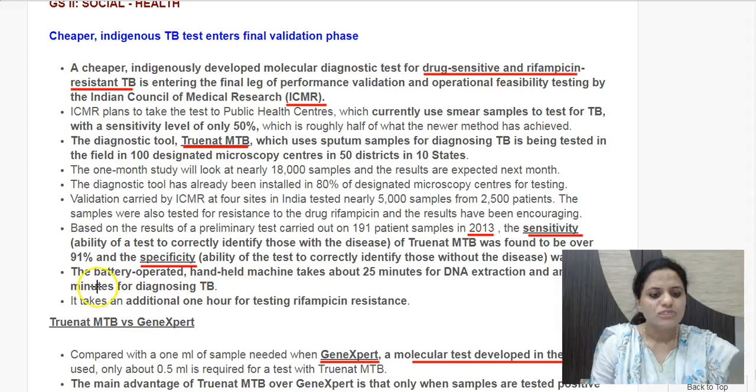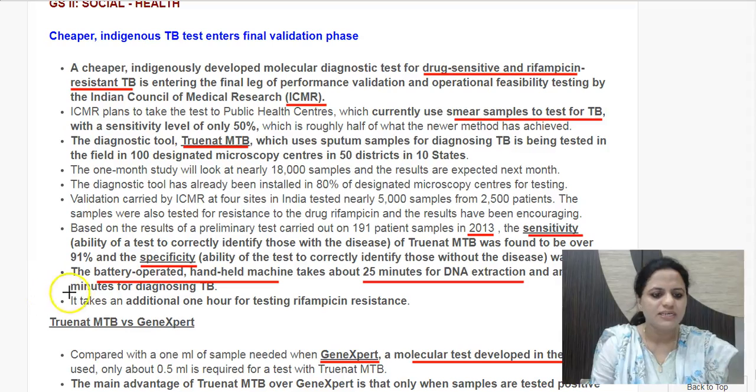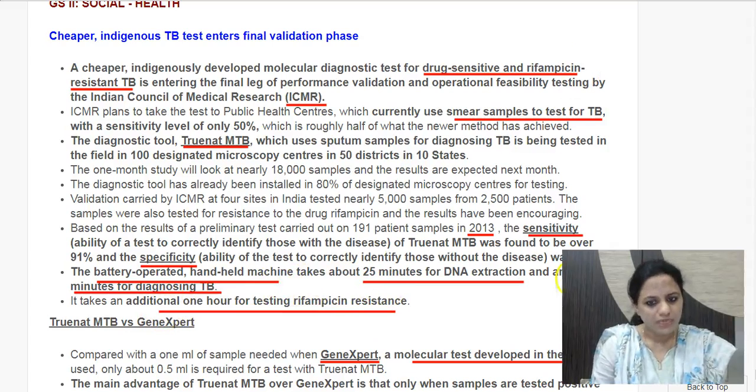So it's a battery operated handheld machine. It takes about 25 minutes for DNA extraction from the smear sample which is taken to test for TB. And then in another 35 minutes, it does the diagnosis of TB. Since it does the DNA extraction separately, that same sample can be used for further testing also. So it has an advantage there, and it takes an additional 1 hour for testing rifampicin resistance. Only when the TB test is positive does testing for rifampicin resistance need to take place. So that is the major advantage. It is quicker, cheaper, and easily handled.